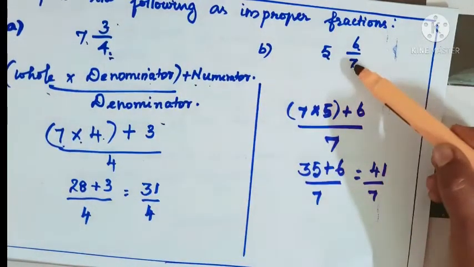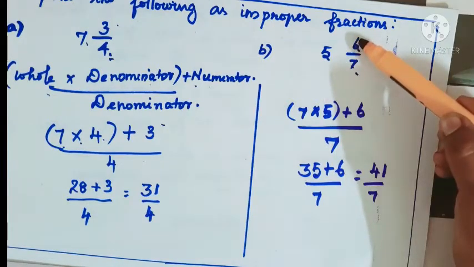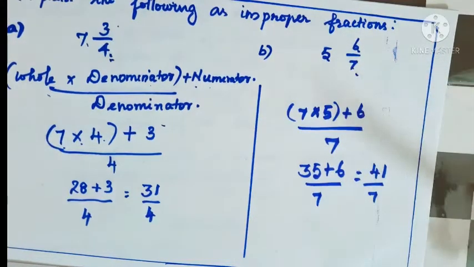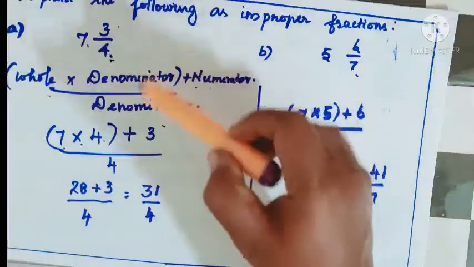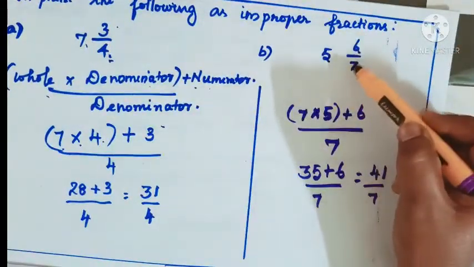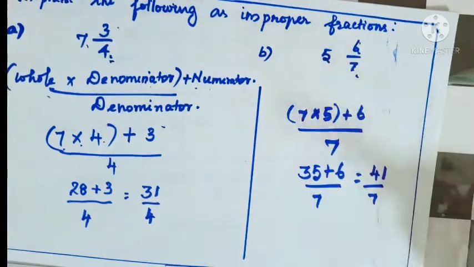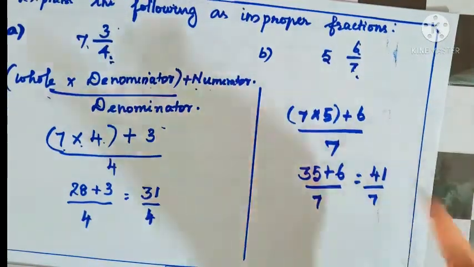So first you multiply the whole with the denominator, plus the numerator, divided by the denominator. So you don't need to worry about those things. You can have this as a chain rule: 7 into 5 plus 6, by 7. That's all. Okay, fine, good.